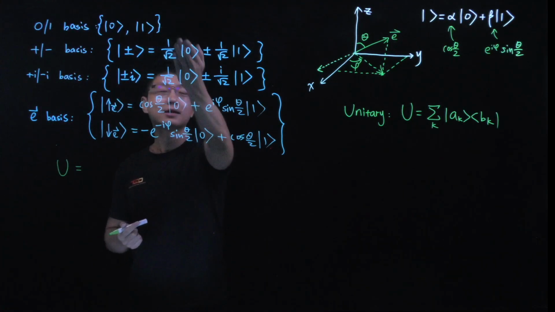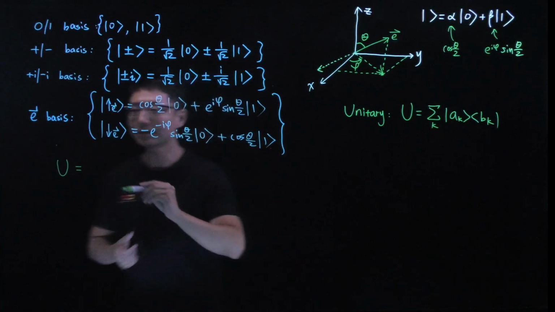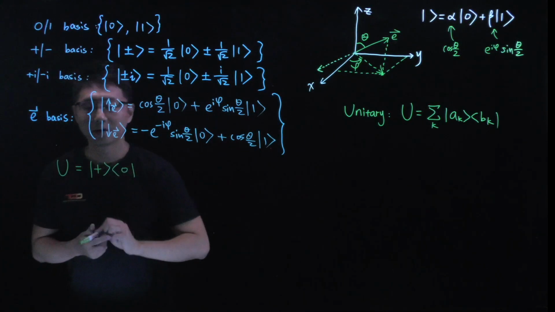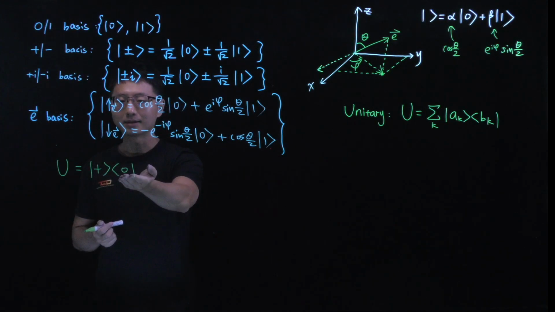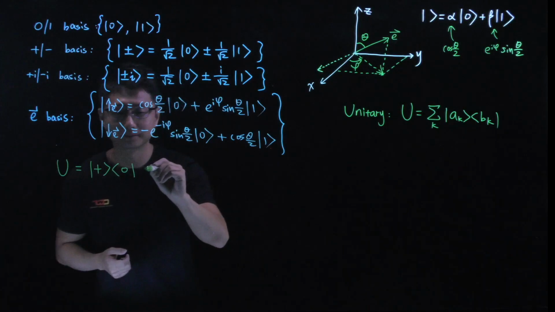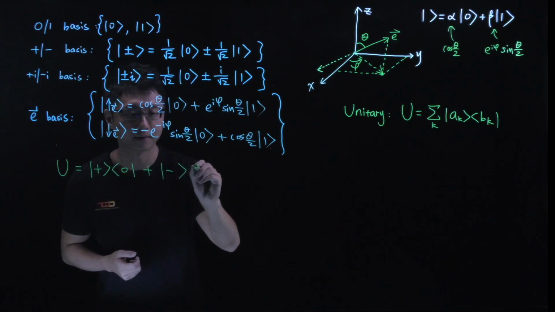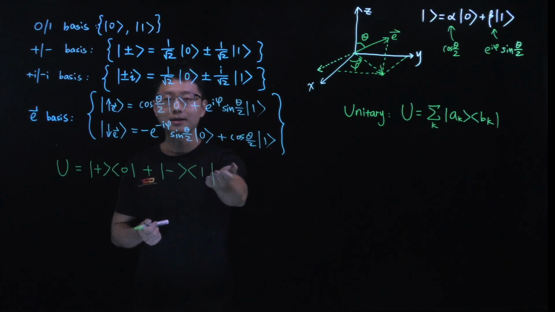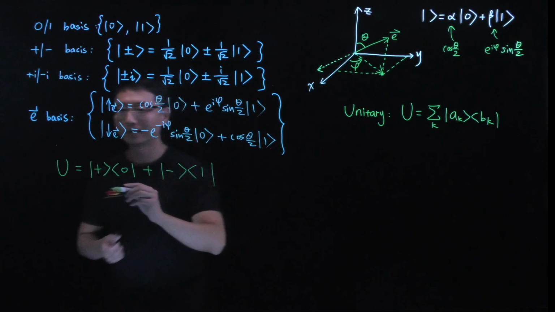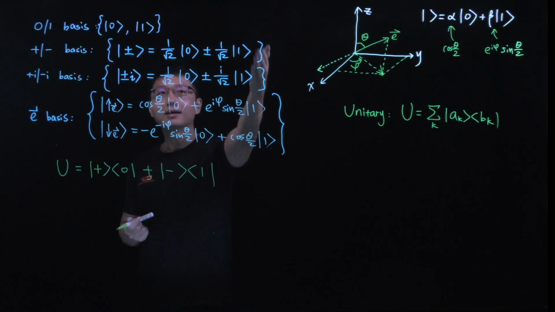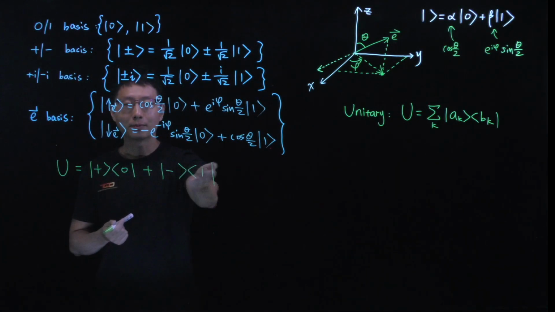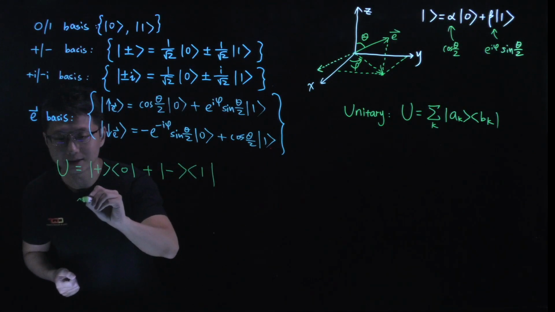Since this is a qubit, in this summation there are only two terms. We have the plus ket with the 0 bra that transforms the 0 to the plus, and the minus ket with the bra 1 that transforms the 1 into the minus. And since we have all the relationships over here, let's also work out what this operator looks like in the matrix representation.